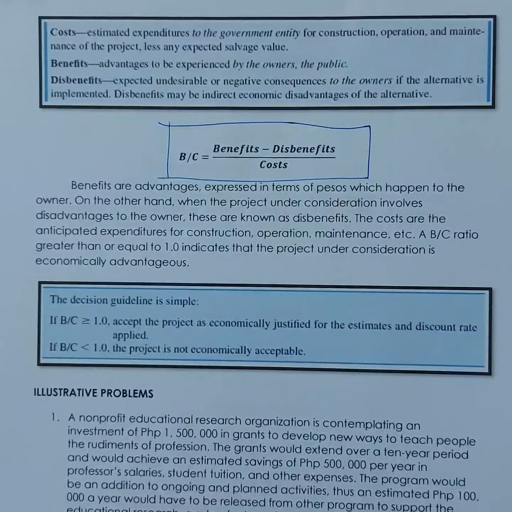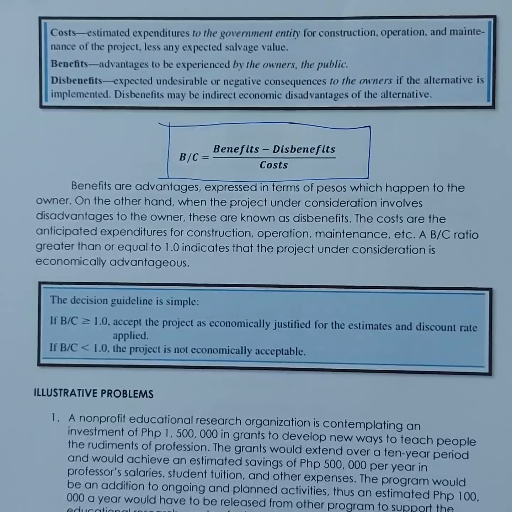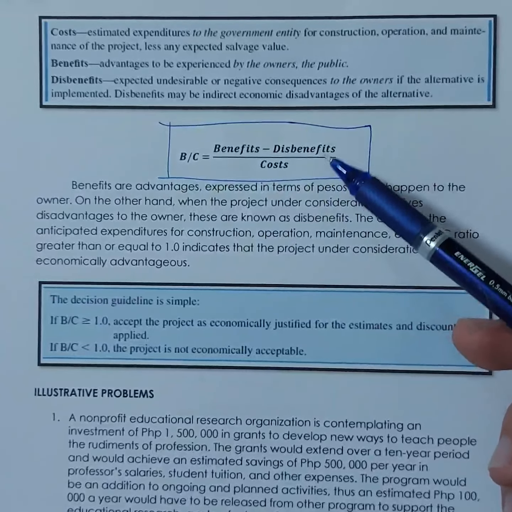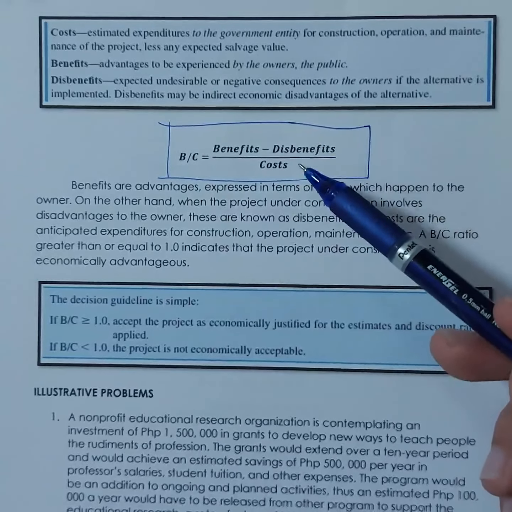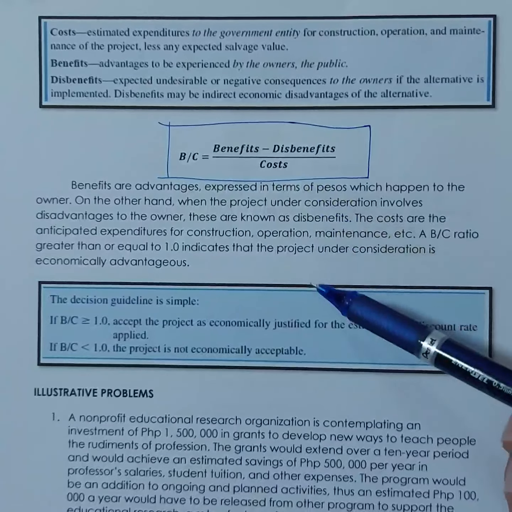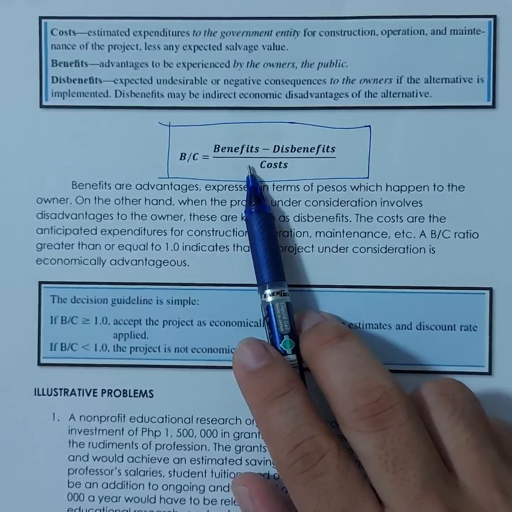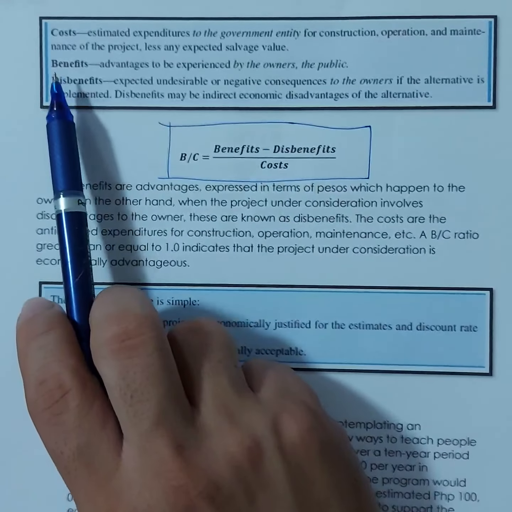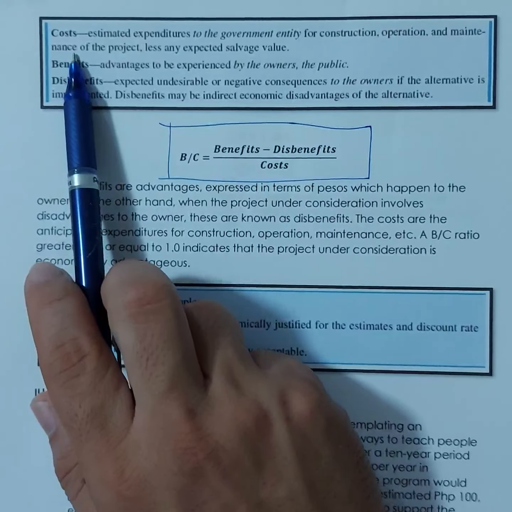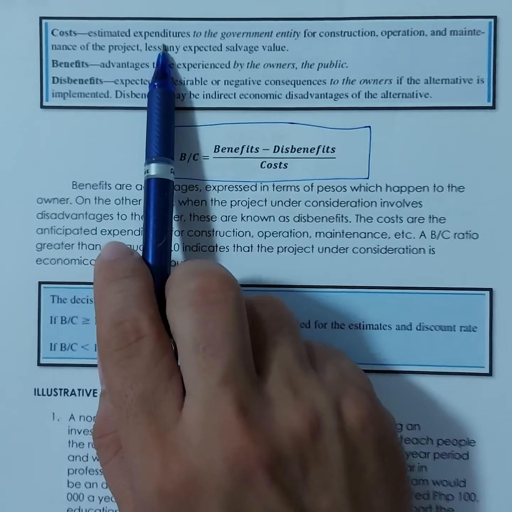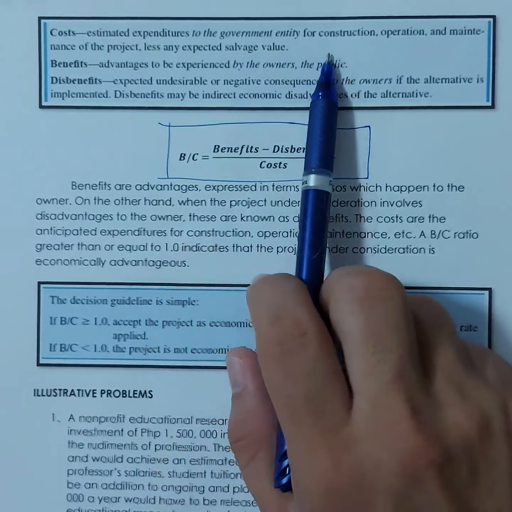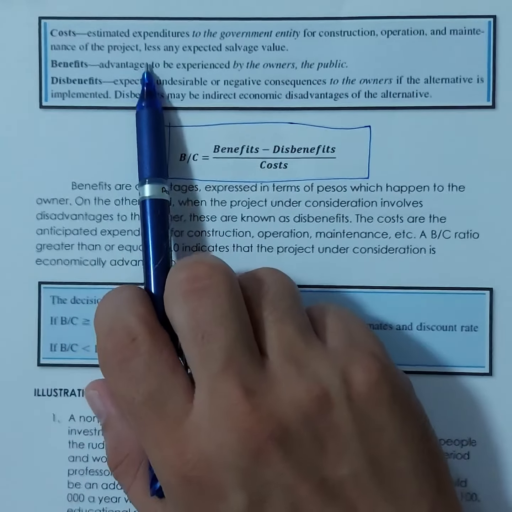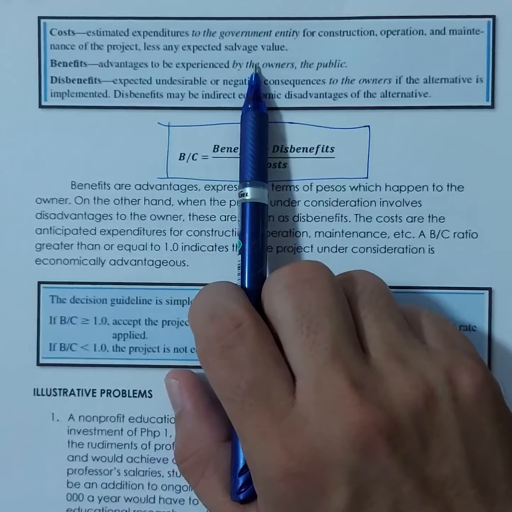So yun, dapat mas malaki. Pag greater than 1 kasi yung ratio niyan, obviously, ibig sabihin mas malaki yung benefits compared sa cost. Ano? So, ano ba itong benefits and disbenefits? These benefits, disbenefits, and cost will be the definition of each item in the equation. So, cost: estimated expenditures to the government entity for construction, operation, and maintenance of the project, less any expected salvage value.